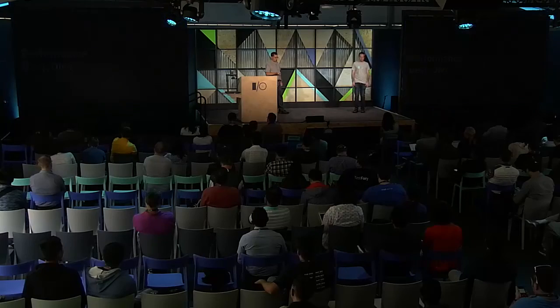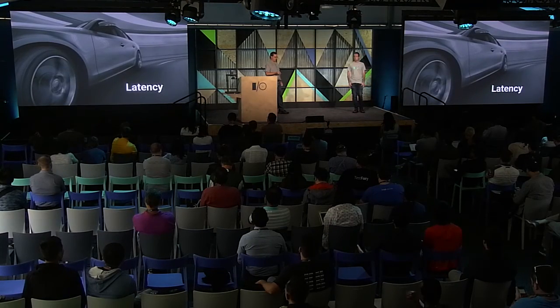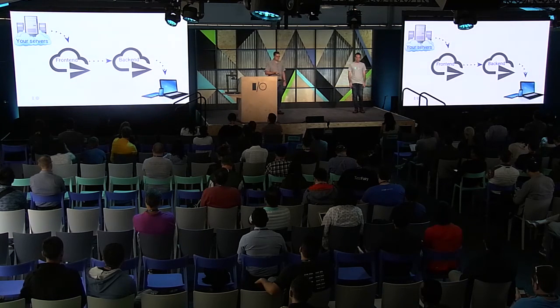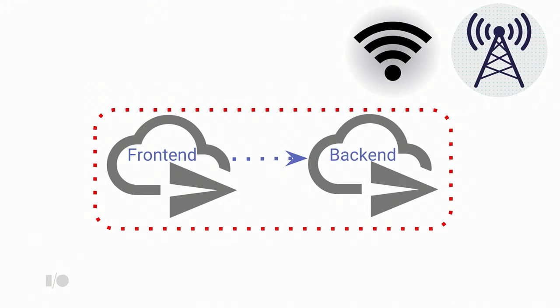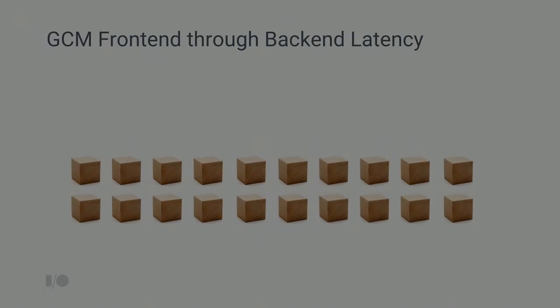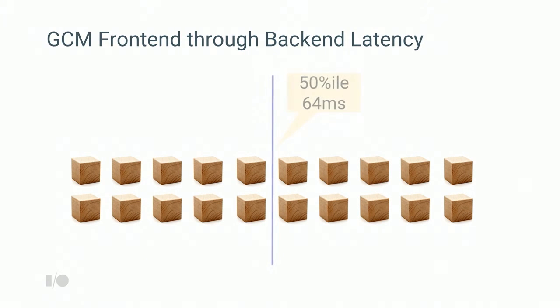So enough review. Let's start with some of the stats. We'll start by looking at latency first. This is the same diagram that you've seen before. We're going to look at, in this next slide, latency from the FCM path, as the message flows through the FCM servers for both mobile and Wi-Fi. So 50 percentile latency is a small 64 milliseconds. 95 percentile latency is 161 milliseconds.